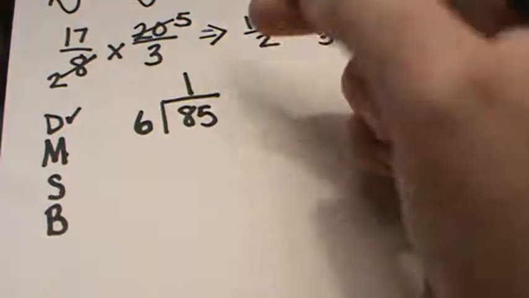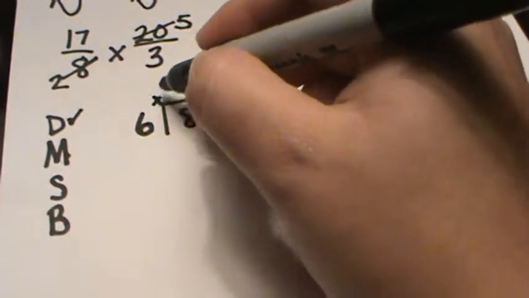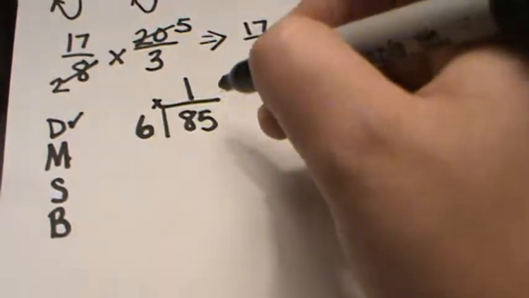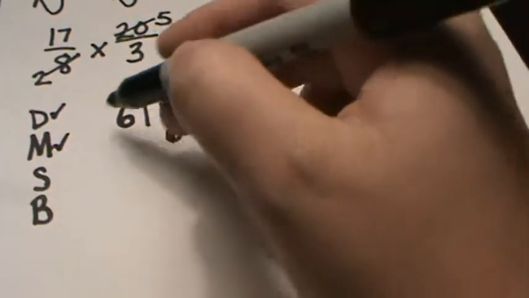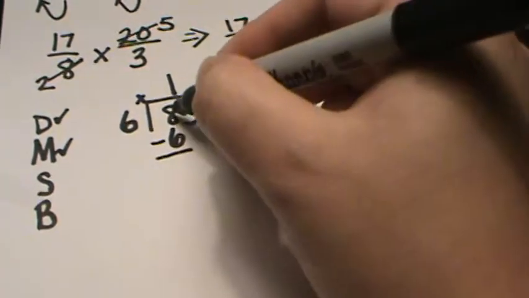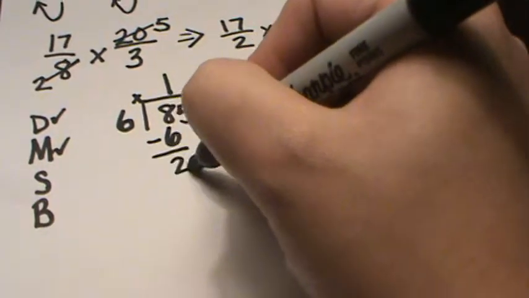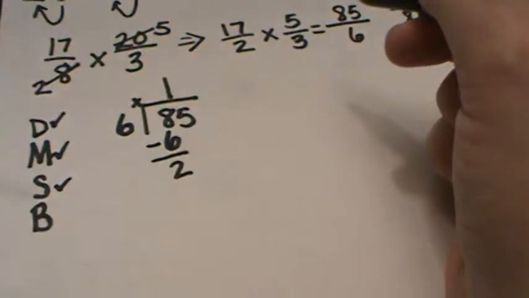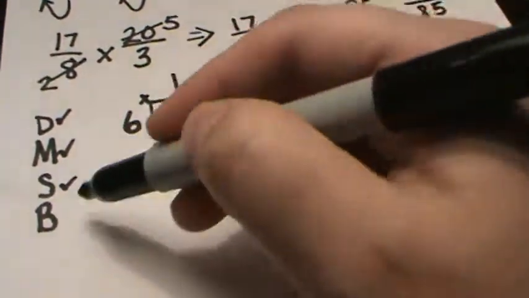Now we must multiply. 1 times 6 is 6. Check. S stands for subtract. 8 minus 6 is 2. Check. B stands for bring down.